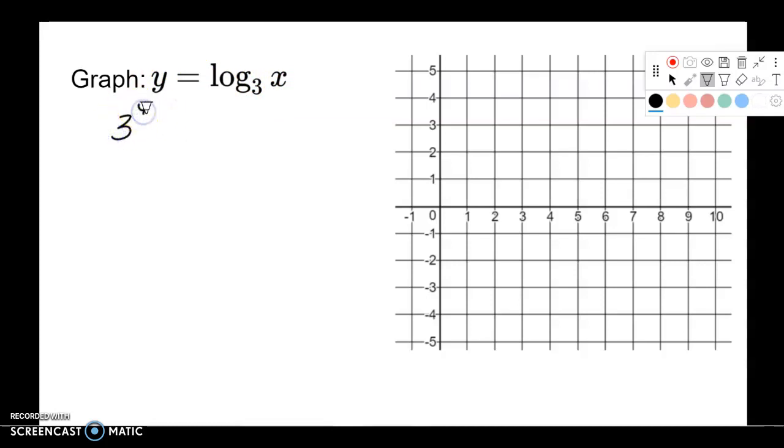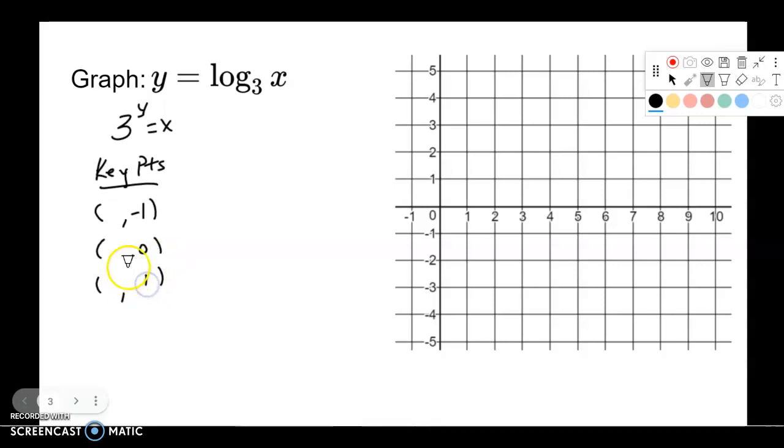If we switch the form, we get 3 to the y is equal to x. Okay, so now we're going to find our key points on 3 to the y equals x. Now remember, it's kind of backward because we're plugging in values for y, -1, 0, and 1, and we're going to get answers for x. This is a log graph, so it will have a vertical asymptote at the line x equals 0. Okay? So if I plug in -1 for y, 3 to the -1, that's going to be 1/3. If I plug in 0 for y, 3 to the 0 is 1. If I plug in 1 for y, 3 to the 1 is 3.